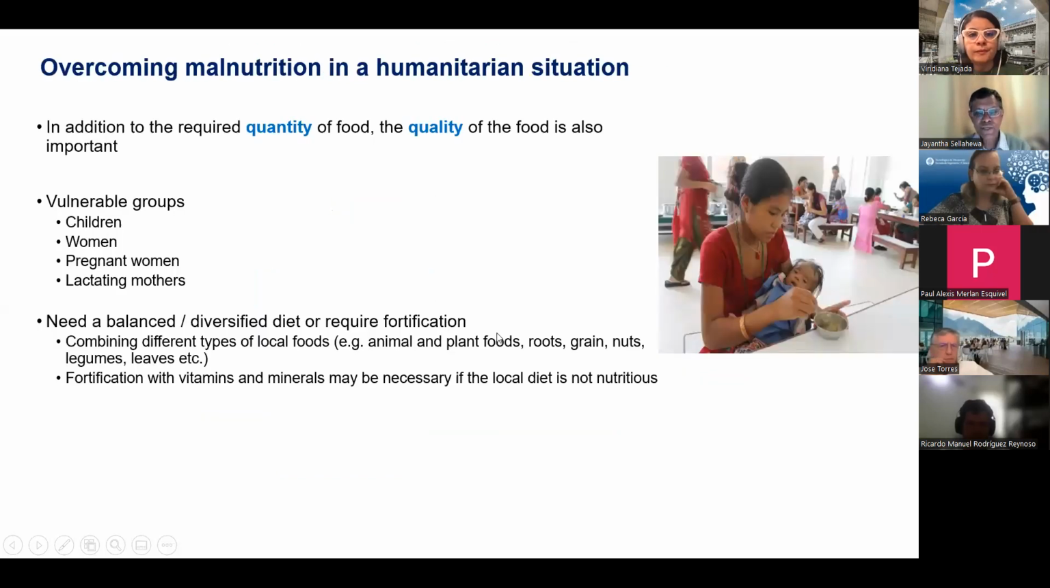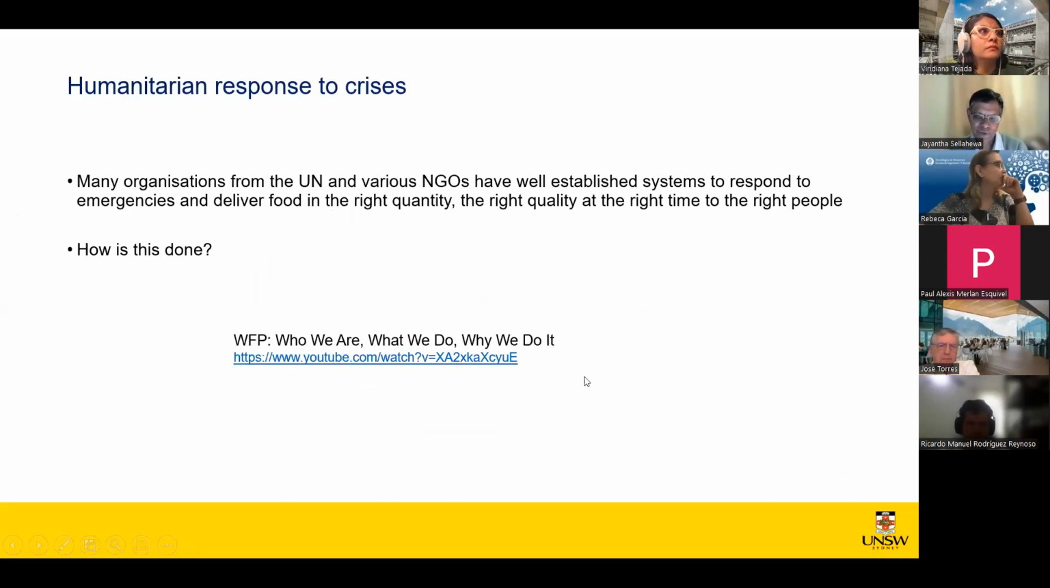So when we talk about addressing the problem, we talk not only about the quantity of food, but the quality of the food too. And the quality of the food has to target the particular demographic. So for example, infants and children will need a particular type of food. Adults will need another type of food. So we have to be mindful about it.